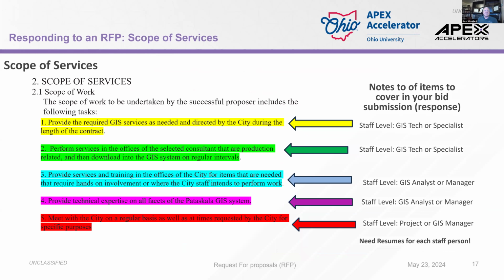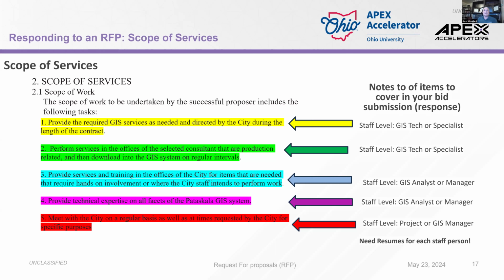Scope of services. This is what the city expects from the contractor. And what I do off to the right, again, I'm starting to assign staff. Who do I have that can do this? Do I need to go out and get a subcontractor to do this? This is where you start putting together your team.